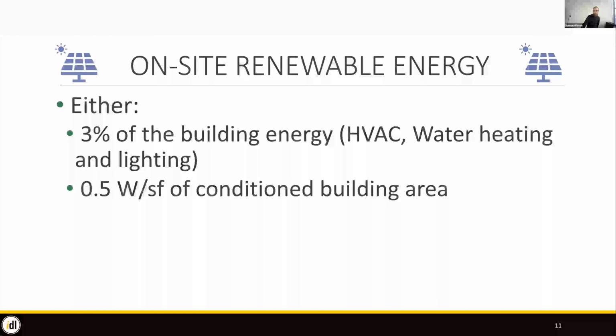Another efficiency option available is on-site renewable energy. And that's either 3% of most of the building energy, not necessarily all of it. So you don't have to worry about plug loads or a data center in there, but 3% of the building energy that's used for HVAC, water heating, and lighting. If you install that many solar panels, that many kilowatts, then you meet that credit. Or the other option is 0.5 watts per square foot of conditioned building area.